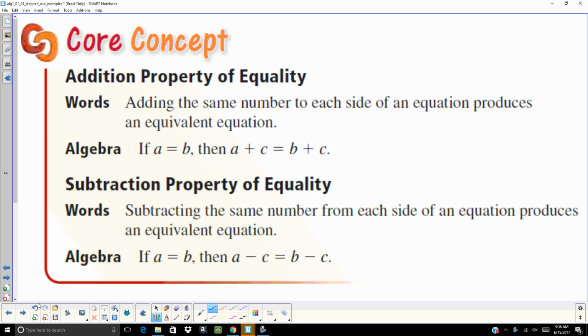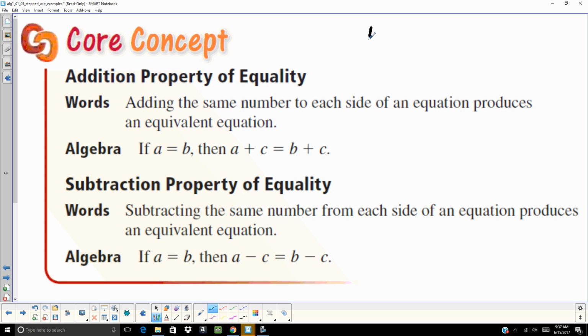The first one is the addition property of equality. Adding the same number to each side of an equation produces an equivalent equation. What that really means is you want to add the same number to both sides of the equal sign. This applies for subtraction. The subtraction property of equality: subtracting the same number from each side of an equation produces an equivalent equation. Pretty much you want to subtract the same amount from each side of the equation.